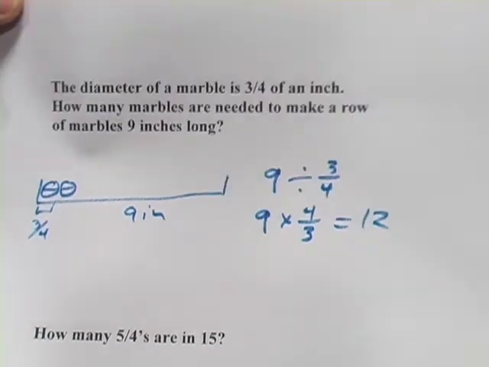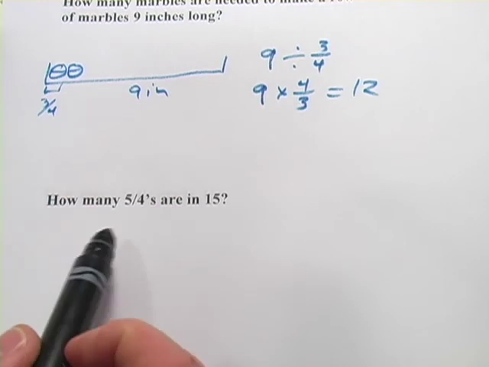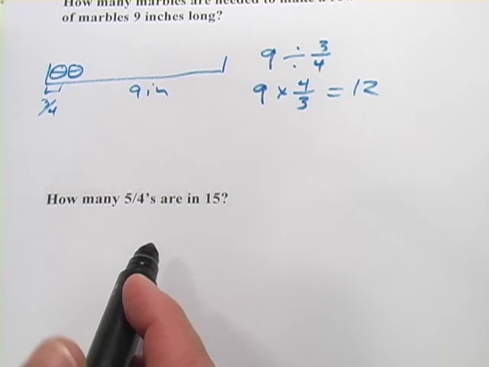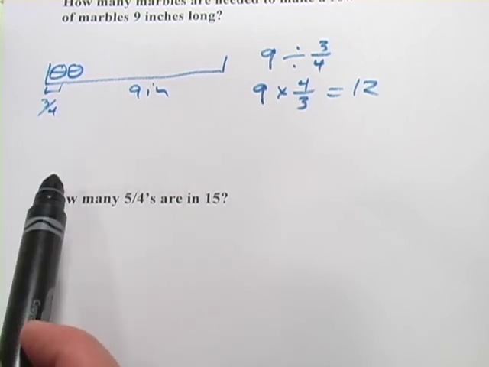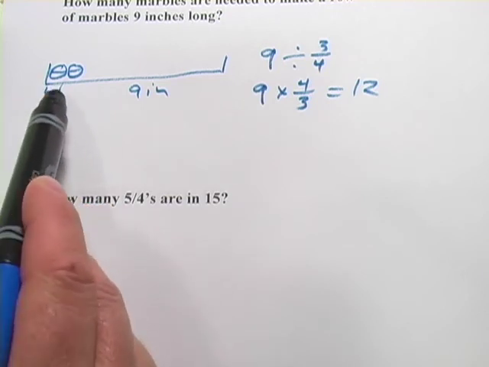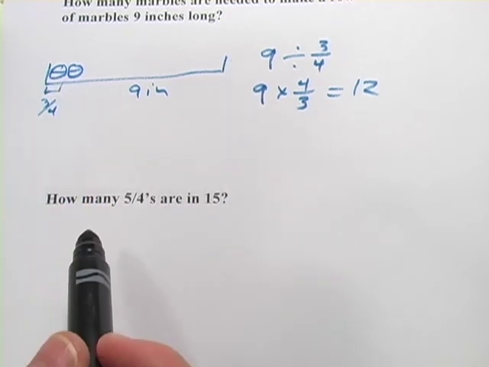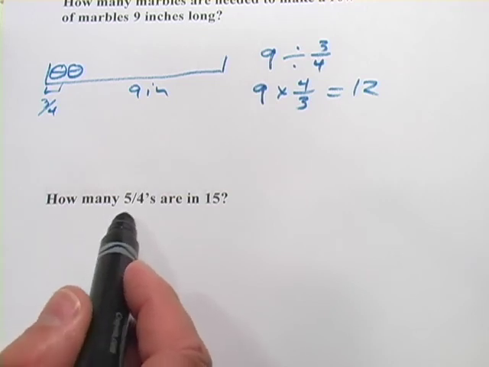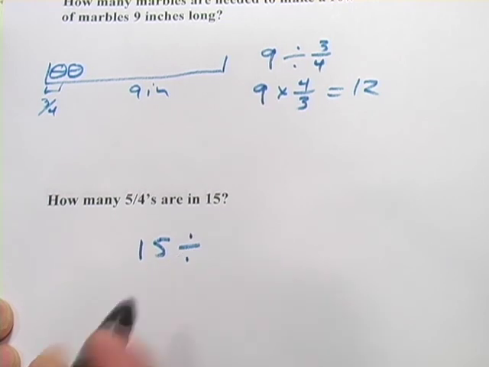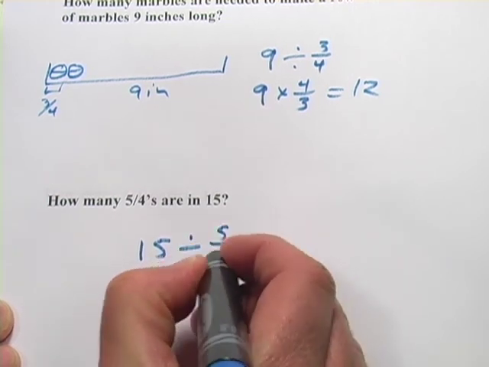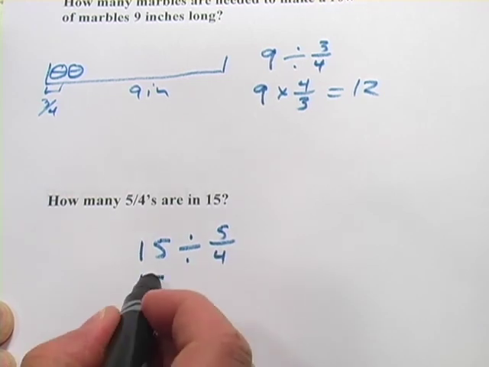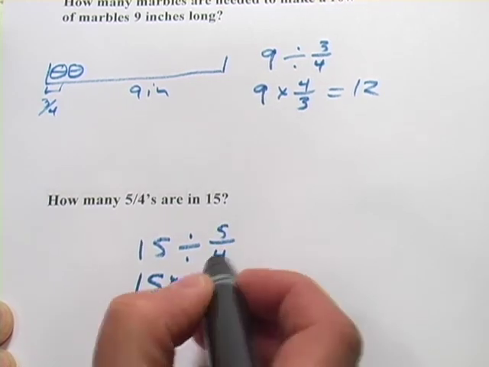All right, let's look at another one. This one says how many 5/4 are in 15? And that might seem a little confusing at first, but really it's exactly what we've been doing with the quarters and with the marbles too. Here we were asking how many 3/4 of an inch segments are there in 9 inches? So when you say how many 5/4 are in 15, we're simply taking that 15 and dividing it into pieces that are 5/4 long. So we'll convert this now to a multiplication problem by flipping this fraction here.